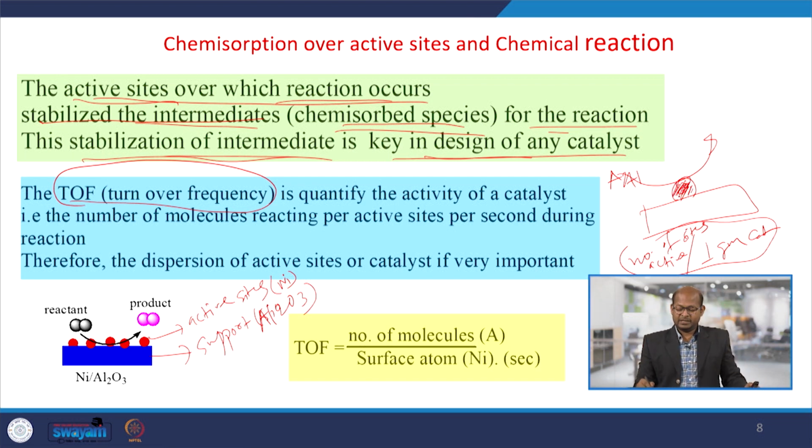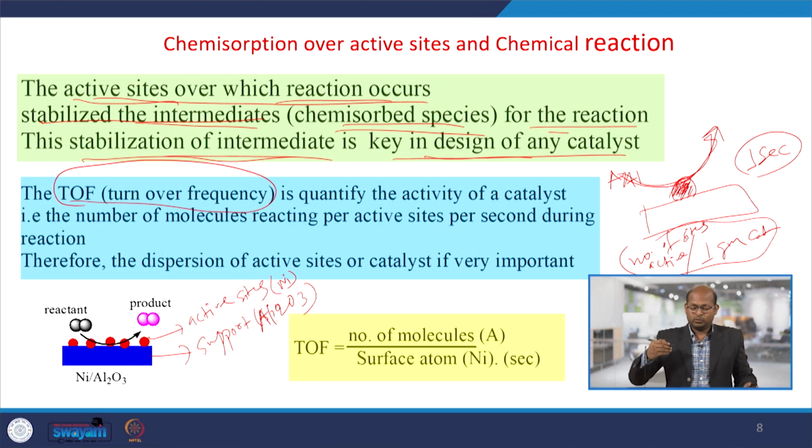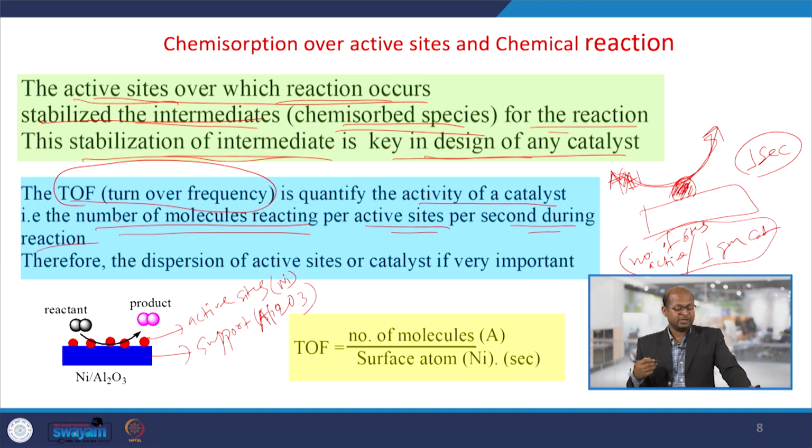So, through the active sites, per second, how many active sites come in contact and convert reactant molecules into the product. If we are able to evaluate the rate per active site for transformation of reactant molecules per second, then we can express the turnover frequency, which quantifies the activity of the catalyst: the number of molecules reacting per active site per second during the reaction.